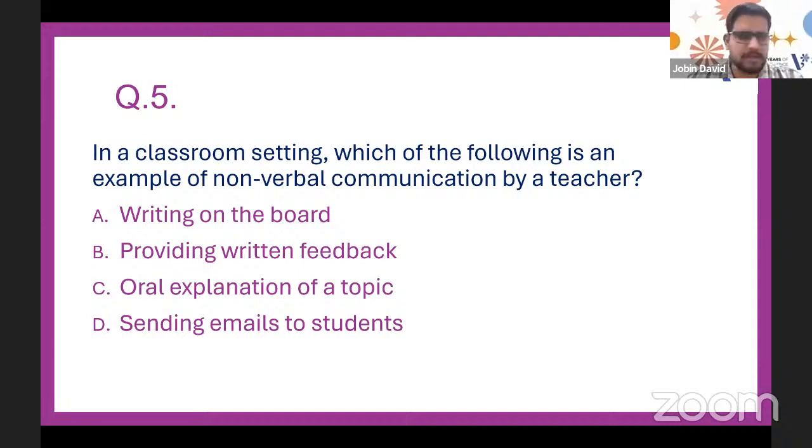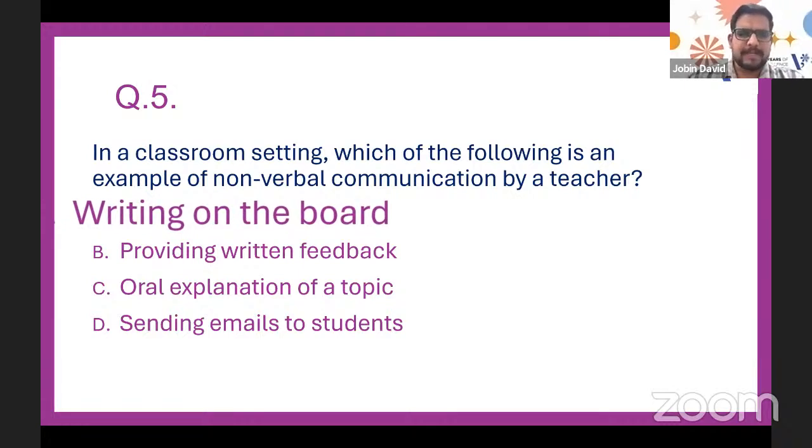Like our YouTube babies are also answering. It's all A, and we have the explanation also from their side. They have said that it is non-verbal by the action of the teacher in teaching, and that the explanation itself is verbal. So we'll go with option A. That is the correct answer. It is writing on the board. That's the correct one.